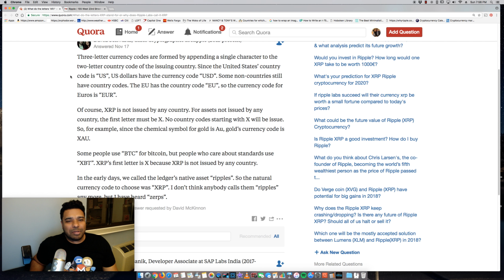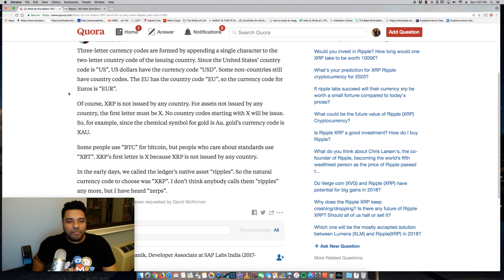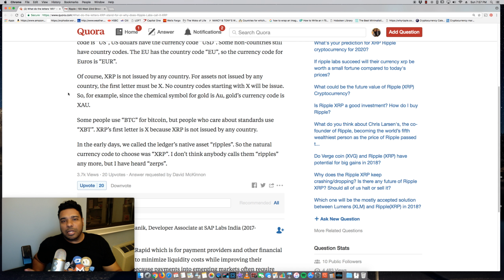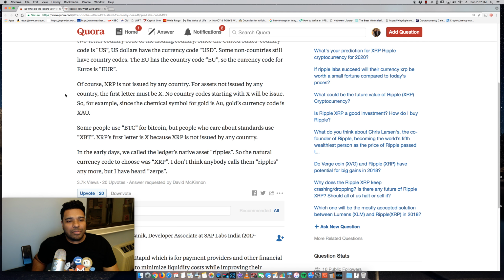So pretty simple explanation, right? The standard for currency codes is to use the abbreviation of the country code, and then you add on the respective representation of the currency. So for example, US is the abbreviation for United States, and D stands for dollar, so USD. So pretty straightforward. X because it's not issued by a country, and RP because of ripples. If you ever wanted to know about that.